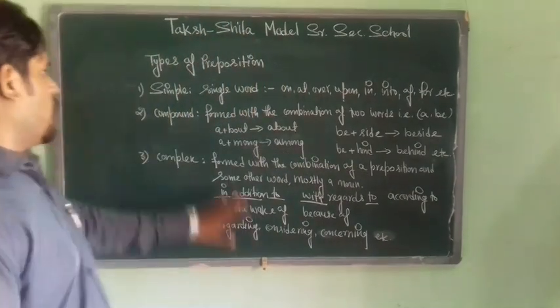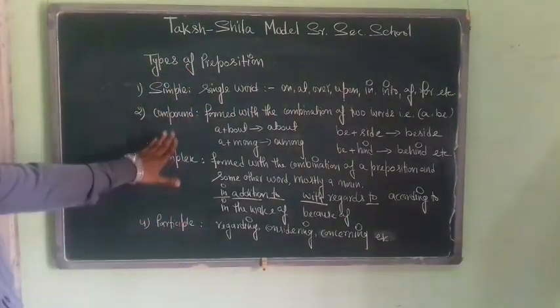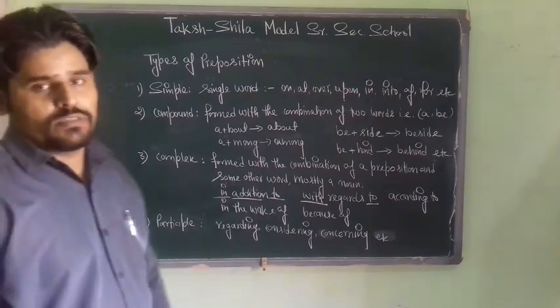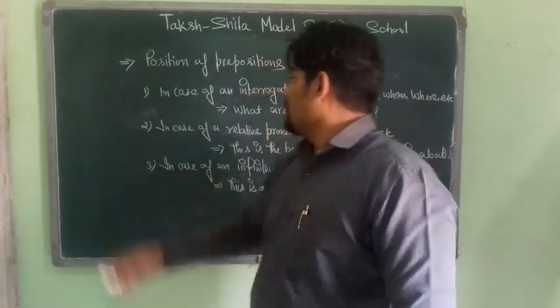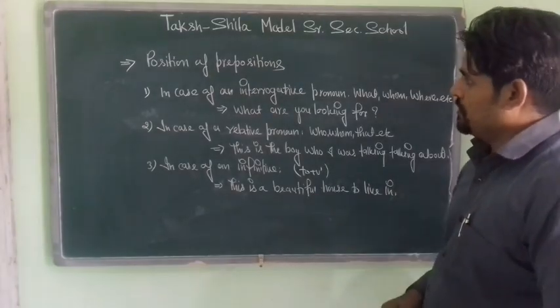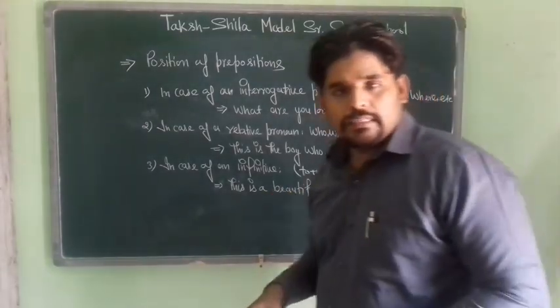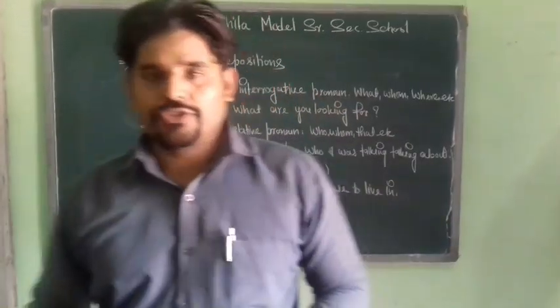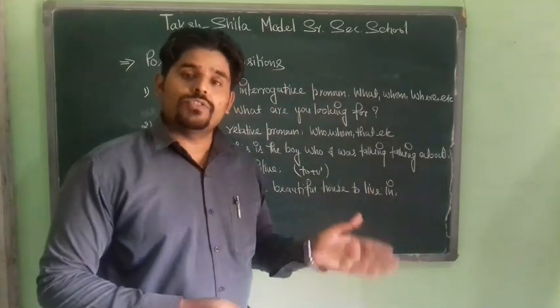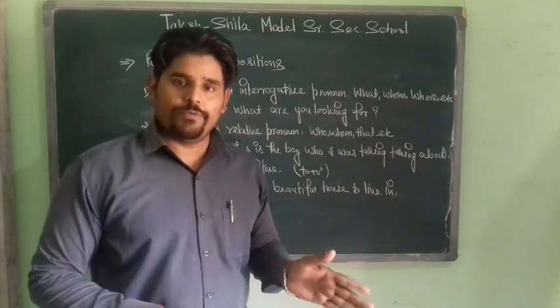So hence we have four types of prepositions, right? Simple, compound, complex, and participle. Students, now we will discuss the position of prepositions. So what is the position of prepositions? As we have already discussed in the definition, a preposition is a word which is used before a noun or pronoun, right?